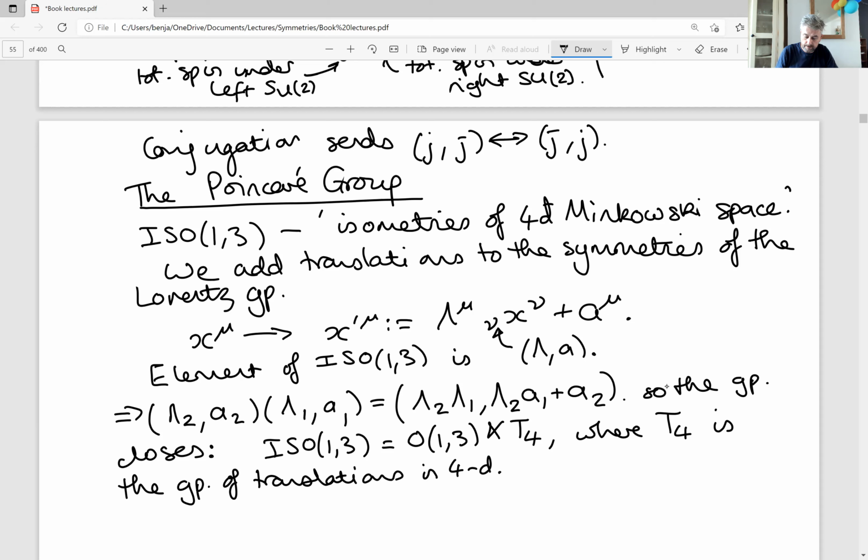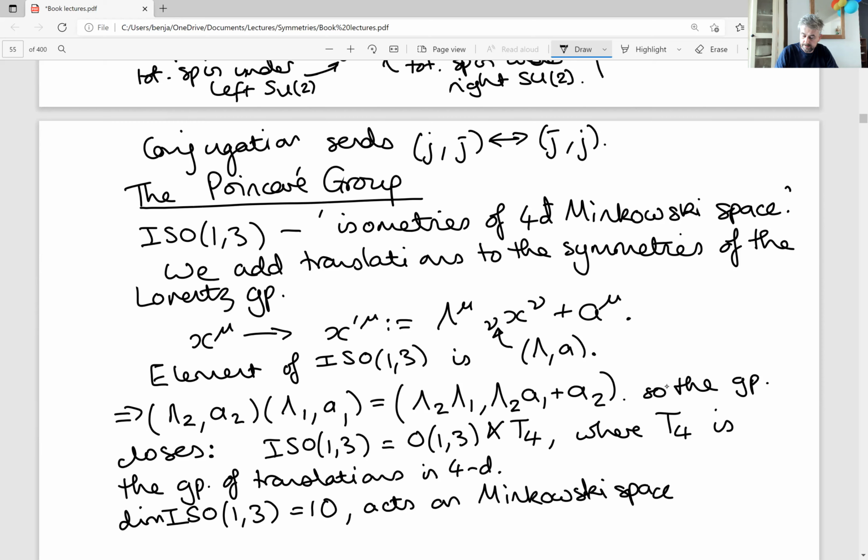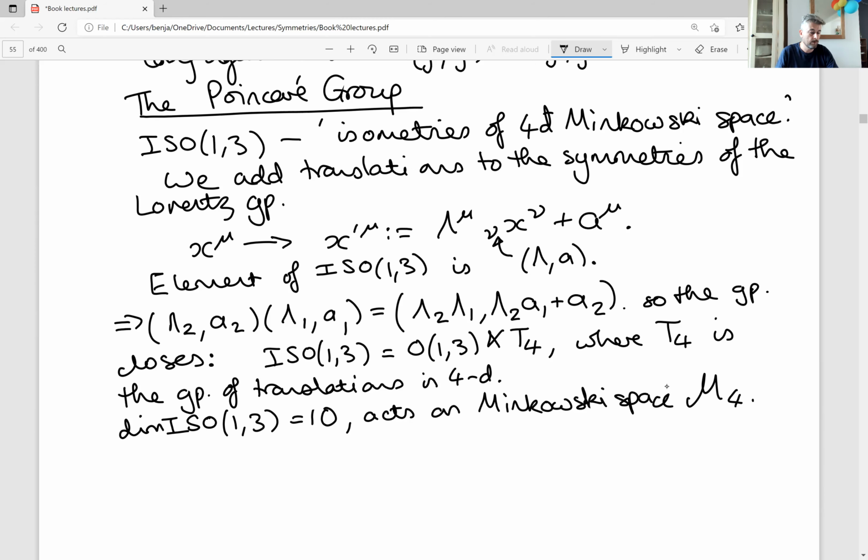So this group, ISO 1,3, is 10-dimensional. And it acts, of course, on these x mu's, so it just acts on the Minkowski space M4. So we call this Minkowski space curly M4. So at any one point in this Minkowski space, the isotropy group is the Lorentz group.